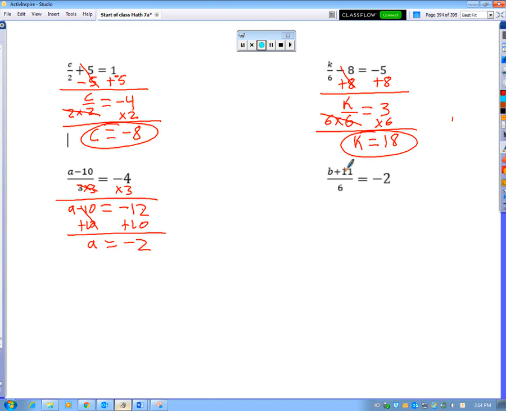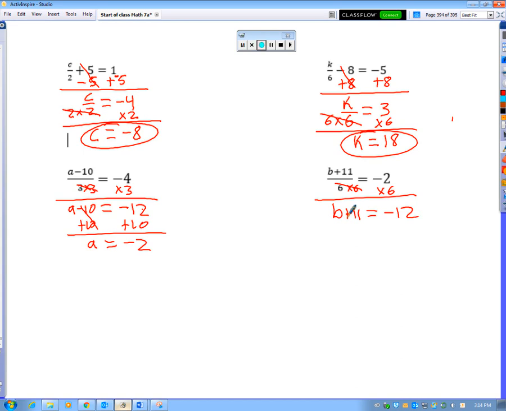Okay, same type of problem we just worked out. Get rid of this number on the bottom first. That's going to be our easier target to get rid of. So to get rid of dividing by 6, I'm going to multiply by 6, cancel, multiply this side by 6, draw my line across there, bring down what I still have, b plus 11, bring down your equal sign, negative 2 times 6 is going to get me negative 12.